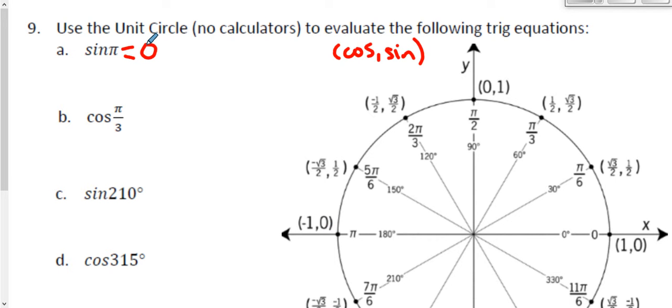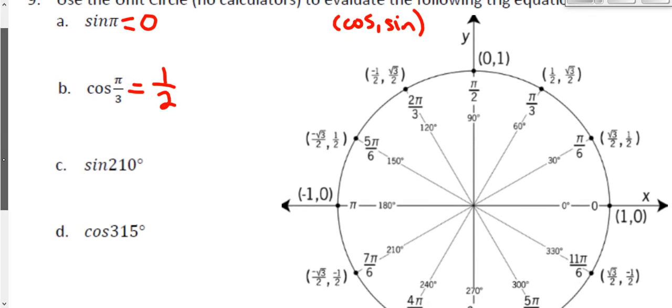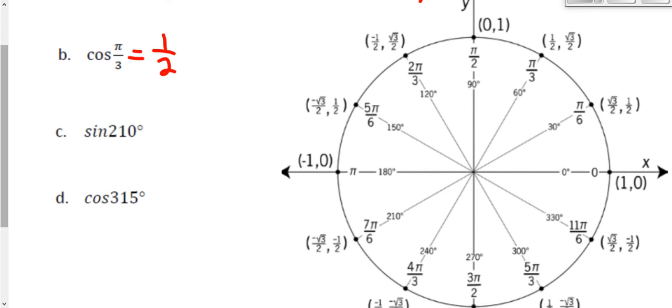To find the cosine of pi over 3, I'm going to find pi over 3 on my unit circle. Here it is. I'll look at my x, y coordinates right here, and the cosine is the x value, which is 1/2. To find the sine of 210 degrees, I will find 210 on my unit circle, which is right over here. And I will look at the coordinate pair that goes with it, this guy right here. And the sine is the y value, that's -1/2.